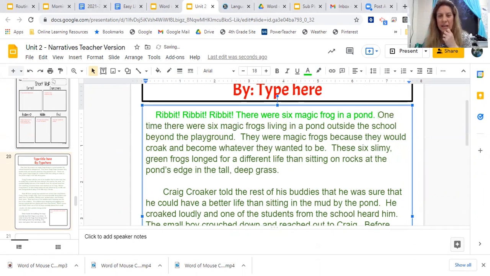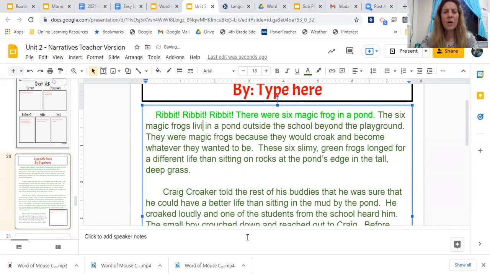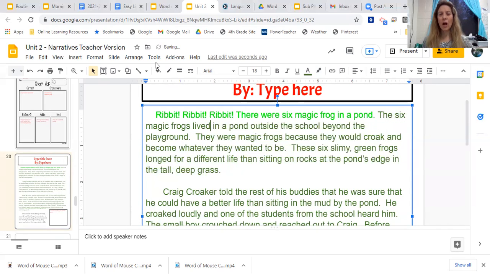Oh, and then I kind of repeated myself. So I'm just going to say the 6 magic frogs lived in a pond outside the school beyond the playground. Okay, so now I've got where they were and talked about it.